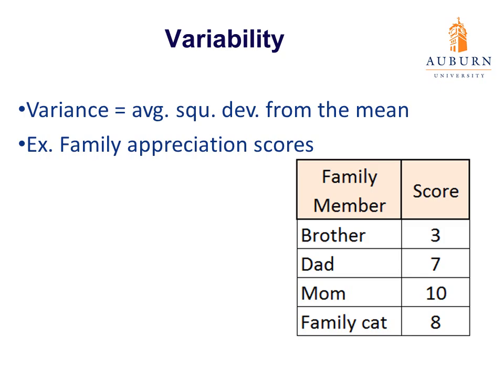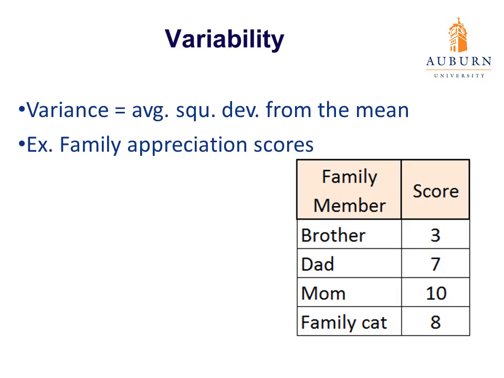Now let's walk through the calculations with an example. So let's say we have little Timmy here, and we want to know just how much Timmy appreciates his family. So we'll say his family is the population. And so for Timmy, we'll ask him on a 1 to 10 scale how much he appreciates his brother, his dad, his mom, and the family cat. And so we go to the brother. He says on a scale of 1 to 10, where 10 is the greatest, his brother gets a 3.